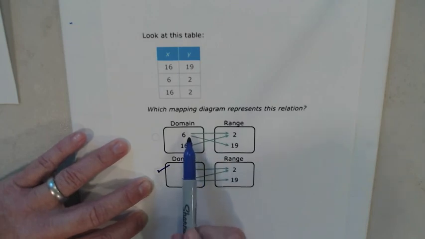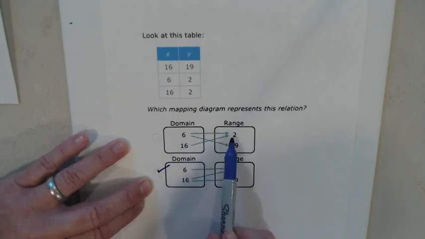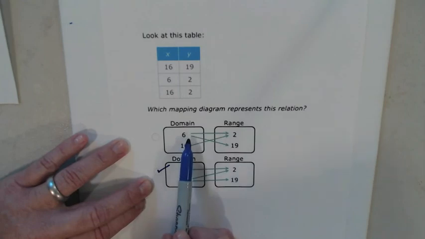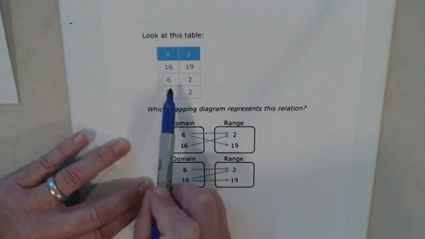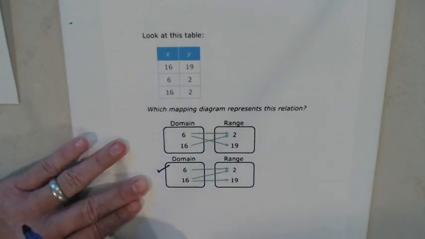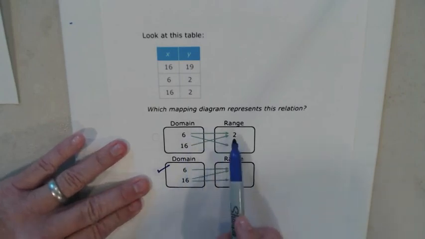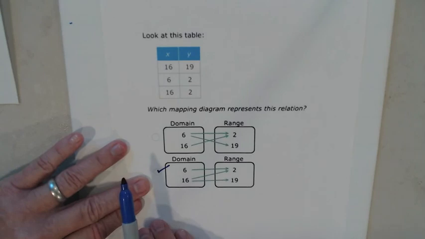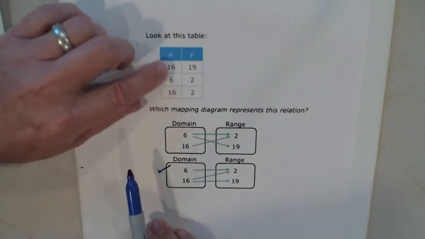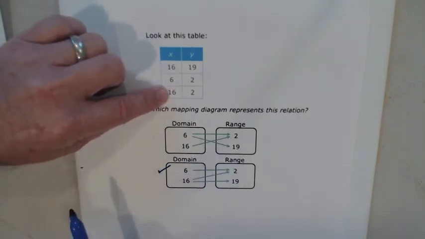This one up here has 6 being connected to 2, which is true, but it also has 6 being connected with 19. And according to the table, 6 should not be connected with 19. So when you make these mappings, you can draw more than one arrow, showing that a number like 16 can be connected with 2 other numbers.